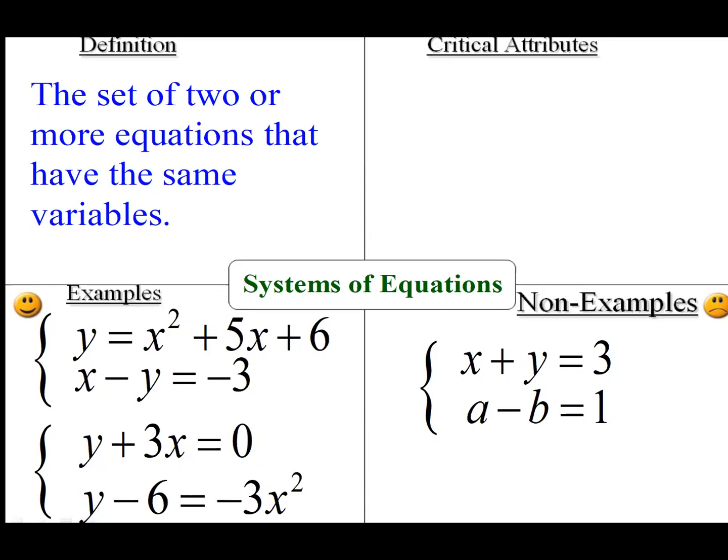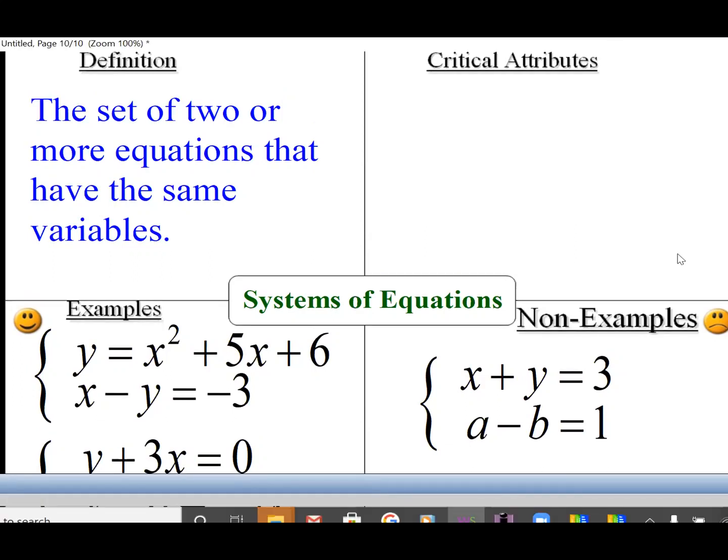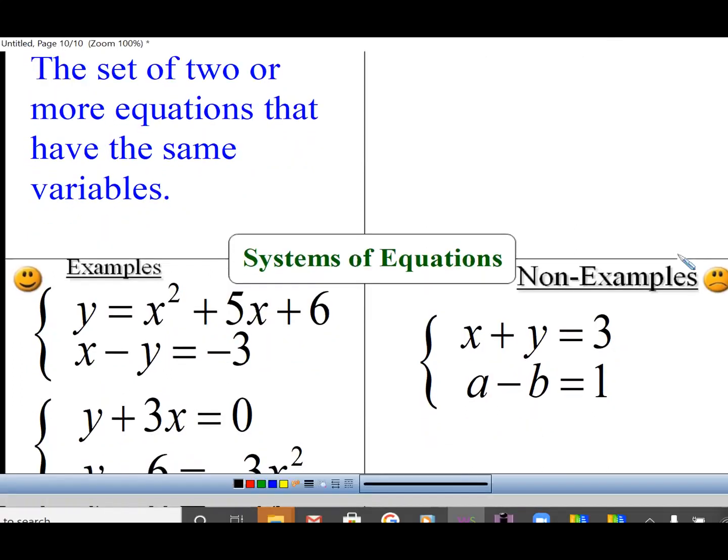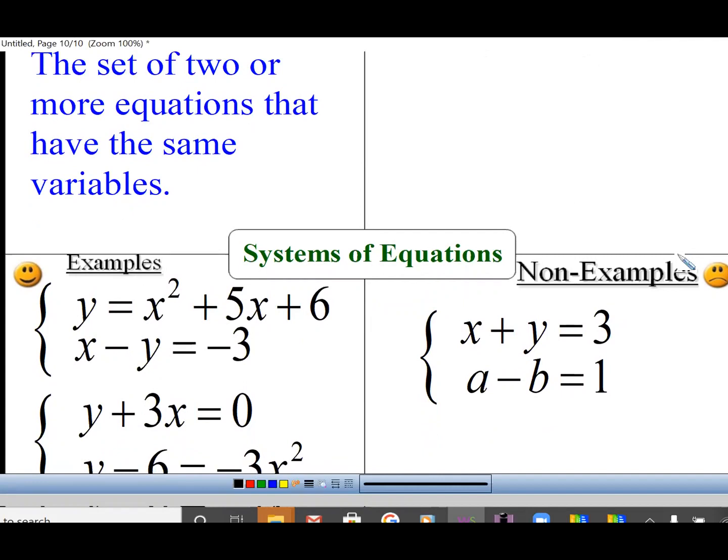Victor, why is that not a system? Because they don't have the same variables. They don't have the same variables. All right, that is correct.